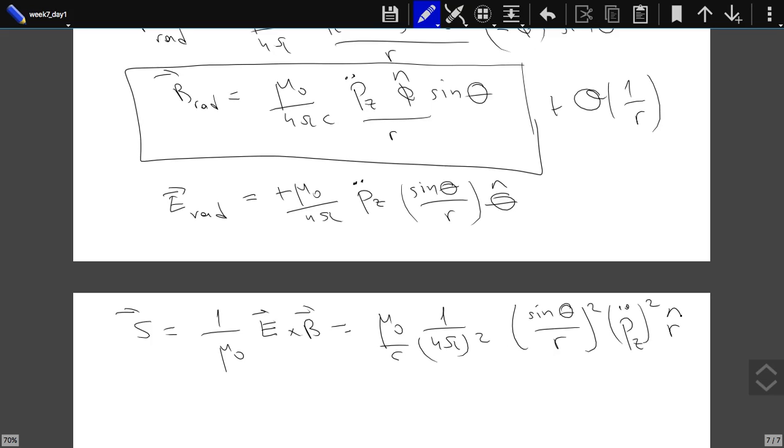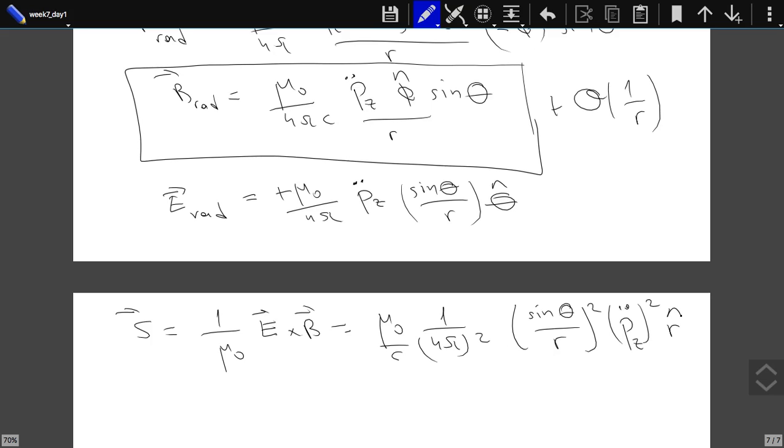So as we expect, it is going away from my source. My source is at the origin. So the energy is flowing away from my source. It goes as 1 over r squared. So if I integrate it over a surface at infinity, it will be a constant. It won't go to 0 as I take my surface to infinity. Those are the critical things.